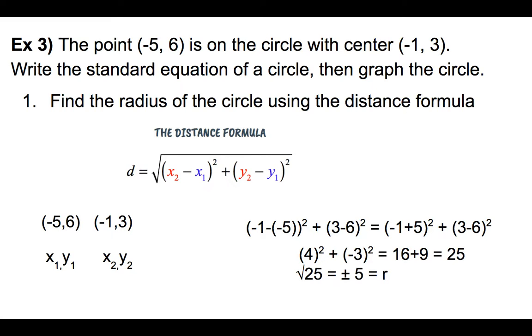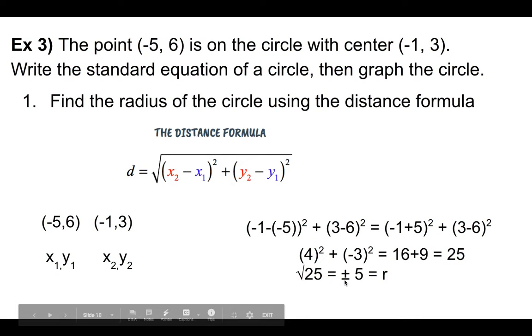4 squared is 16, and then -3 squared is 9. 16 plus 9 is 25. Now notice when I got to my final step after I just have my one number, I put in that square root sign that's there for the distance formula. So the square root of 25 is equal to plus or minus 5. So that tells me that my radius is 5 units.